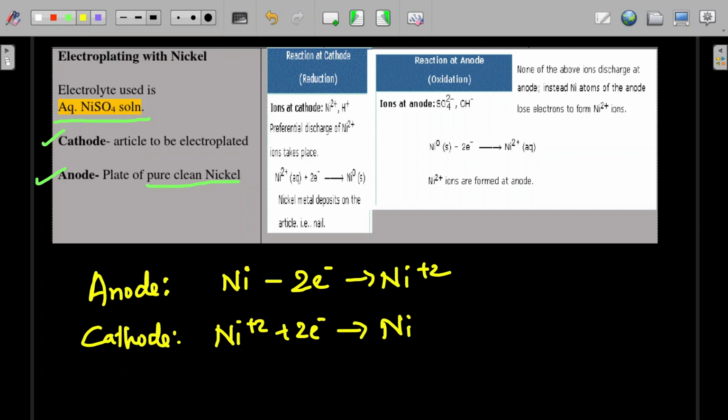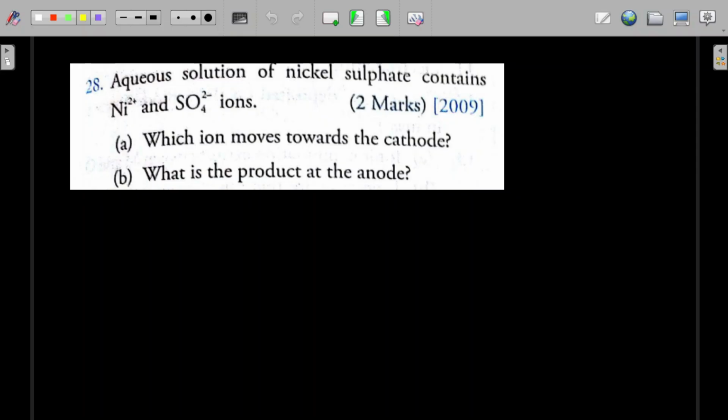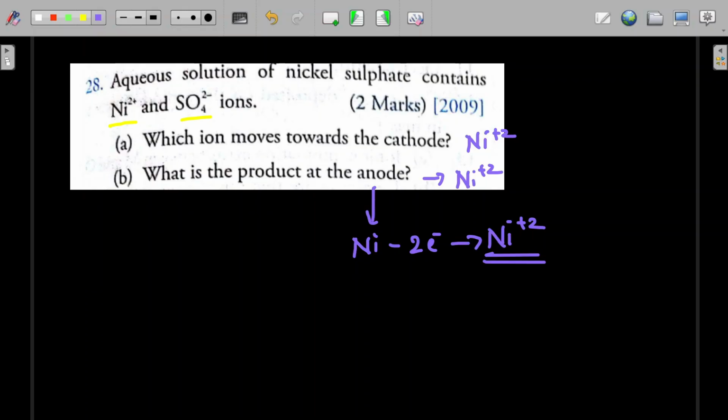No give reason questions, nothing. Aqueous solution of nickel sulfate contains nickel and sulfate ions. Which ion moves towards the cathode? What is the product at the anode? So at the cathode, the cation will move. The cation is nickel ion. Product at the anode: at the anode don't write sulfate. The anode product will be nickel ion only. How? At the anode, what reaction takes place? Nickel minus 2 electrons gives you nickel ions. These are the products, na? Correct?